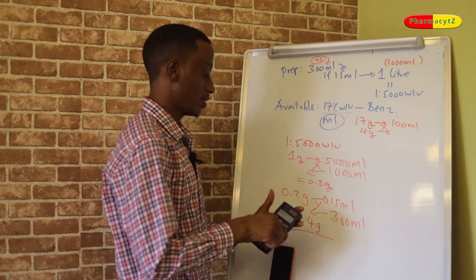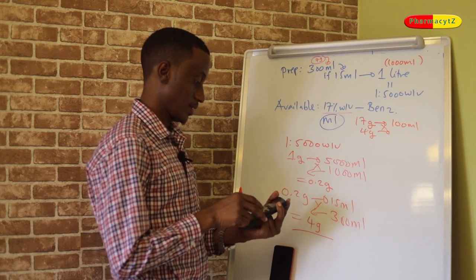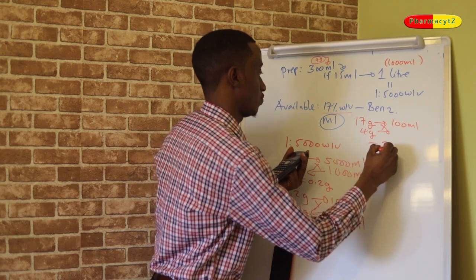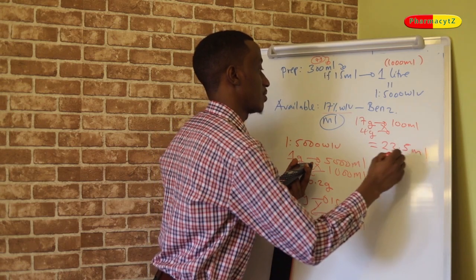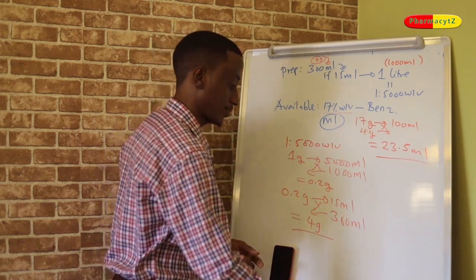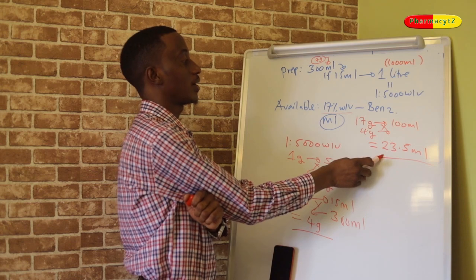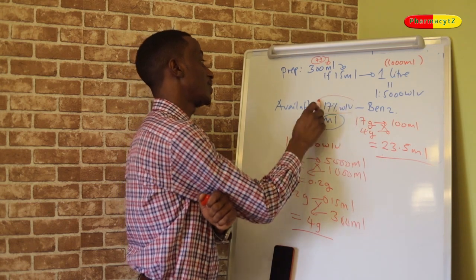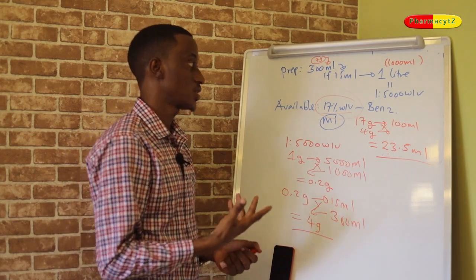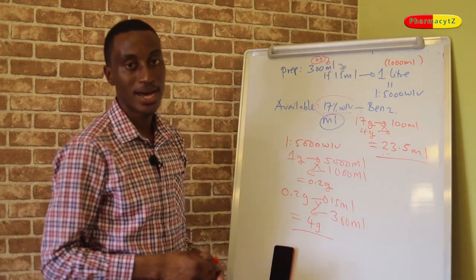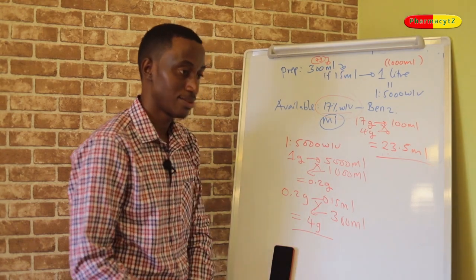So this is 400 divided by 17. This is equivalent to 25 mils of water. So the amount of benzalkonium chloride which shall be drawn from this solution is 23.5 mils. Then this will be diluted in the manner shown. Okay, let's jump to the next example.